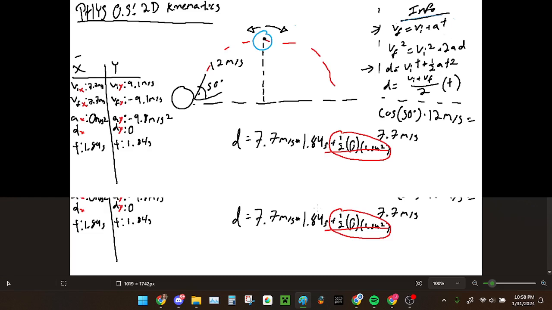All that's left is 7.7 times 1.84, and you're left with d equals 14.168 meters, because the seconds cancel out and you're left with meters. Imagine getting all of this information just from the angle of launch and the velocity of launch.